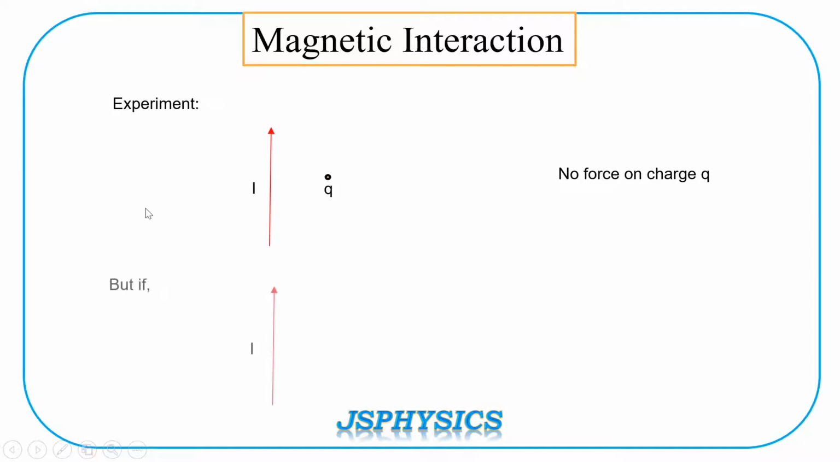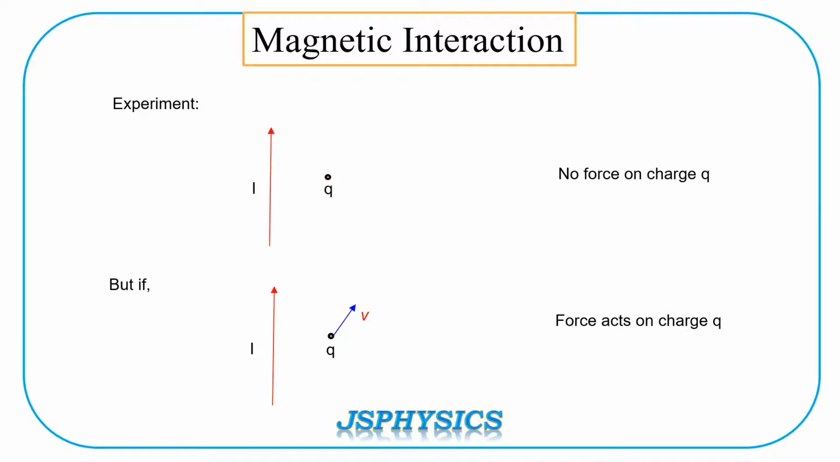Let us arrange them in this way. Again, the same conductor carrying the same current. Charge q is again placed at the same distance, but now this charge is moving with some velocity v in a particular direction as shown. It is observed that this charge q will experience a force. So force will act on this electric charge.